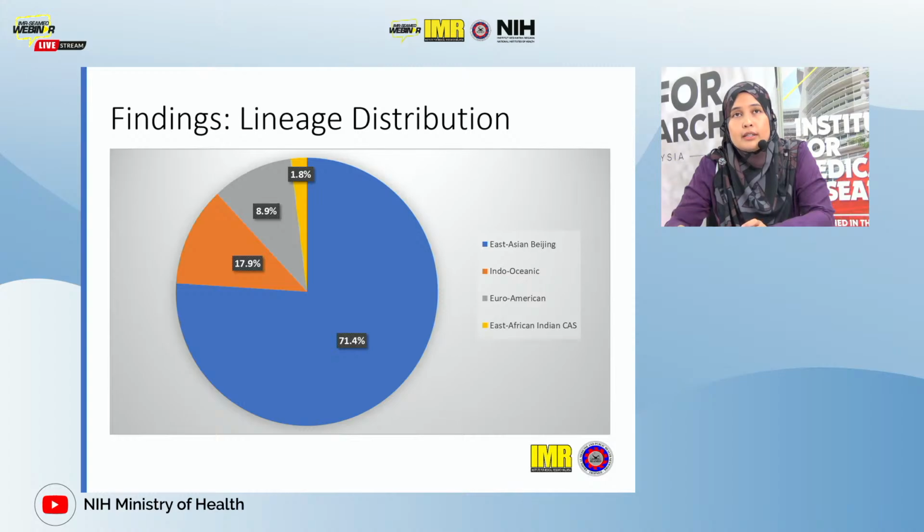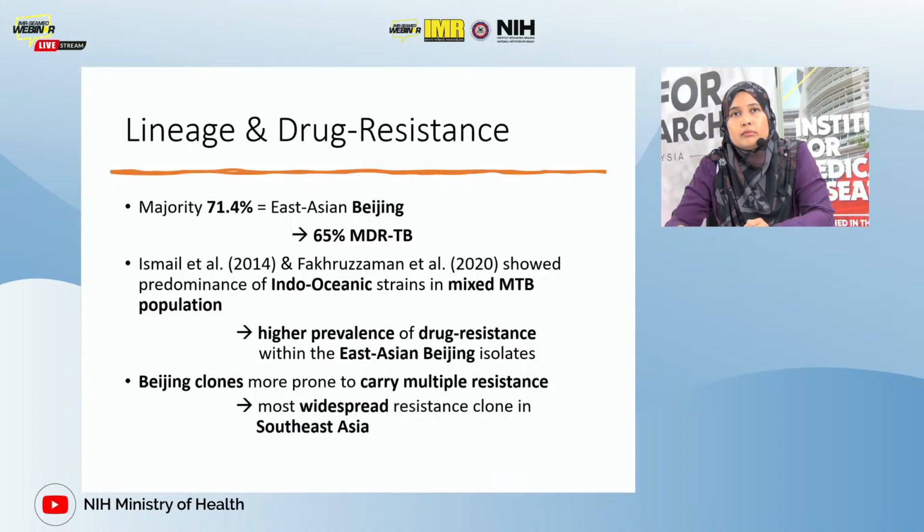Okay, our first findings. When we compared the lineage distribution, we found that the East Asian Beijing lineage predominated with 71.4% of the population, followed by the Indo-Oceanic lineage, the Euro-American lineage, and a little bit of the East African Indian lineage. Of the major 71.4% East Asian Beijing strains, which are resistant to rifampicin, 65% of them were found to be multidrug resistant, meaning resistant also to isoniazid.